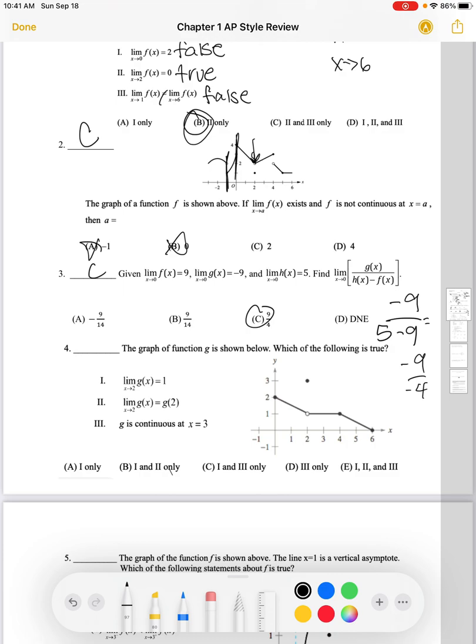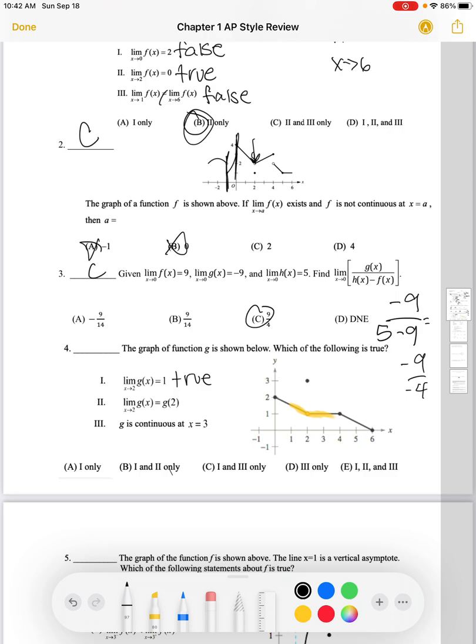Next one, again, we're trying to figure out which one is true. Okay, so the graph of the function g is shown below. And we're looking at the limit as x approaches 2 of g of x. So that's your left and your right-handed limits coming from both directions. And that is coming to a height of 1. So this first one is true.